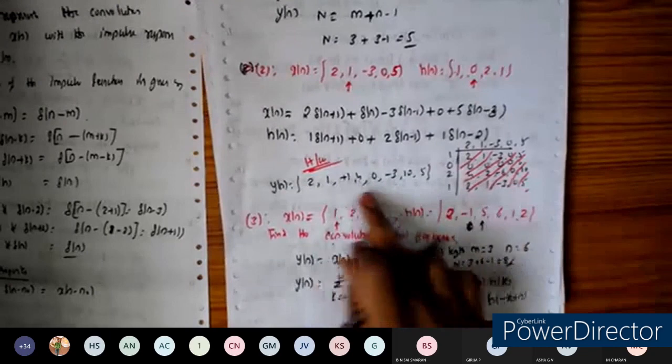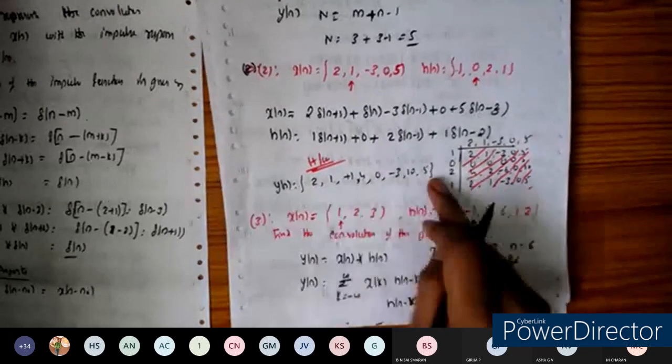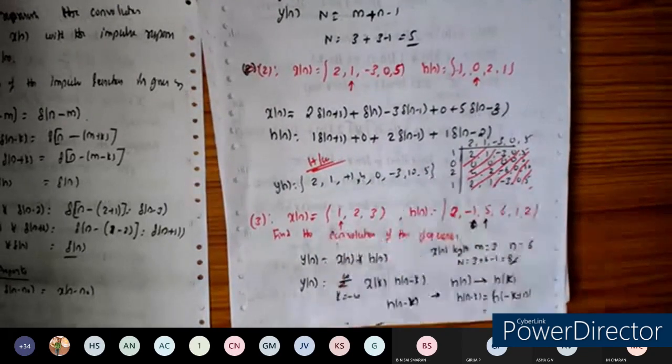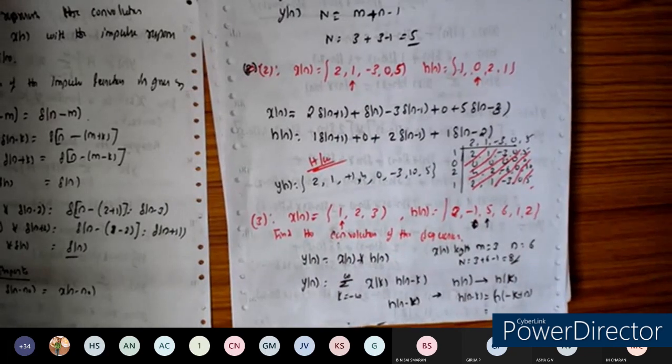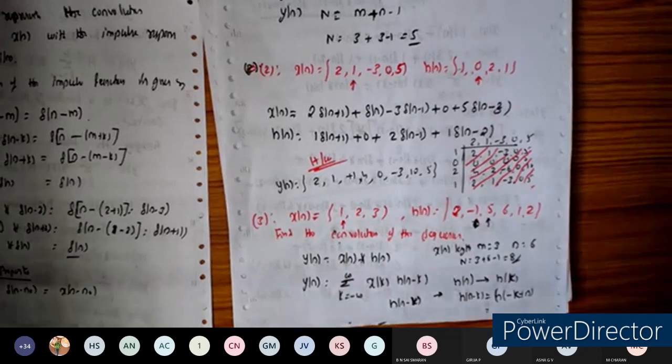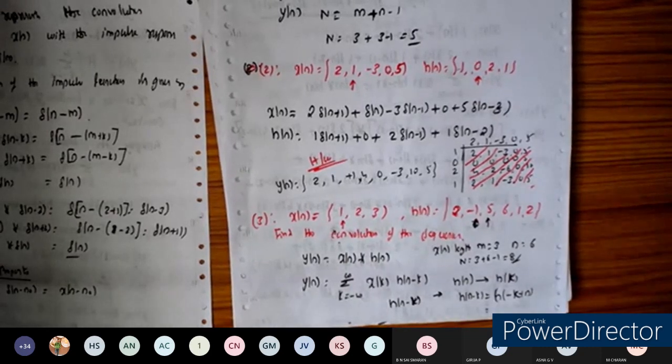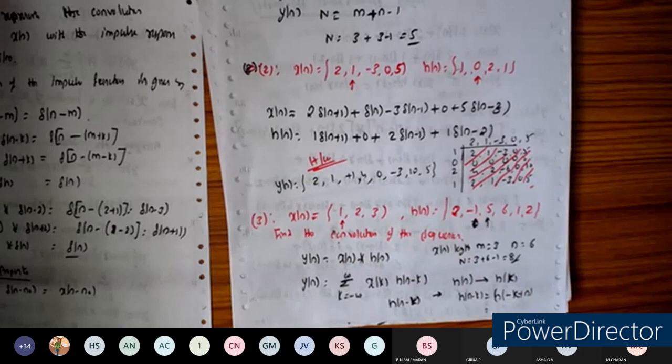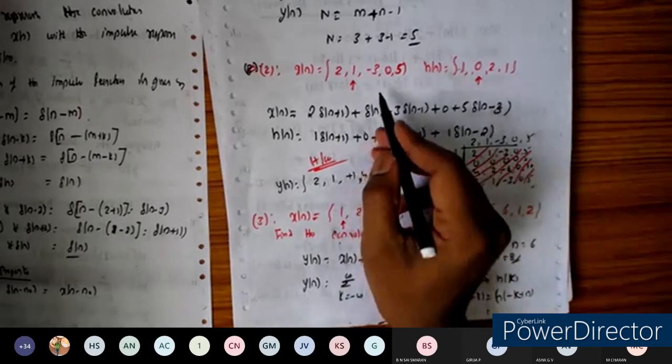Got everyone? The same answer? The same sequences. Okay, so later I'll tell you regarding the time index. Done, everyone? Okay, so now let us decide regarding the time index here.